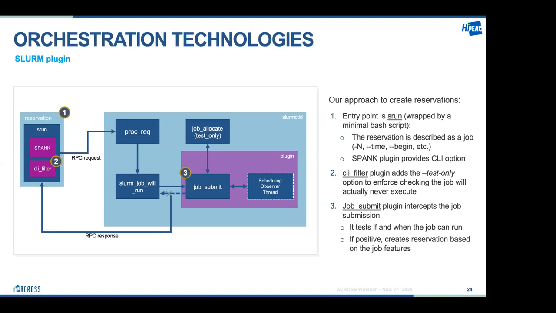And once the submission request reaches the internal plugin that is on the right of the scheme, inside the purple square, you actually substitute the job submission with the reservation request. So you return a response to the system, and the reservation has been done.